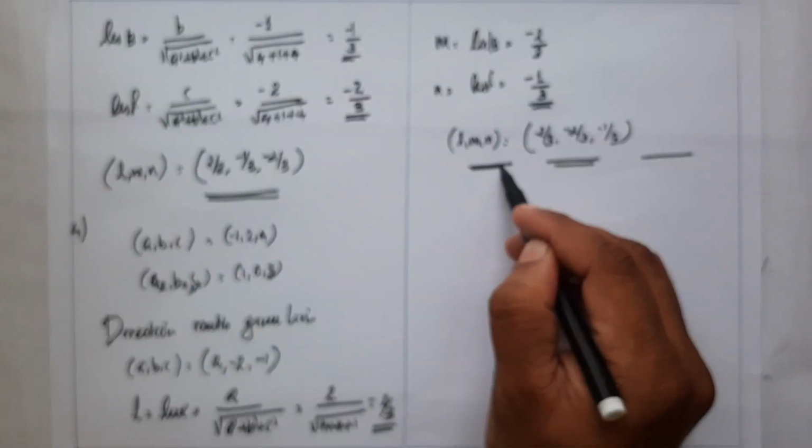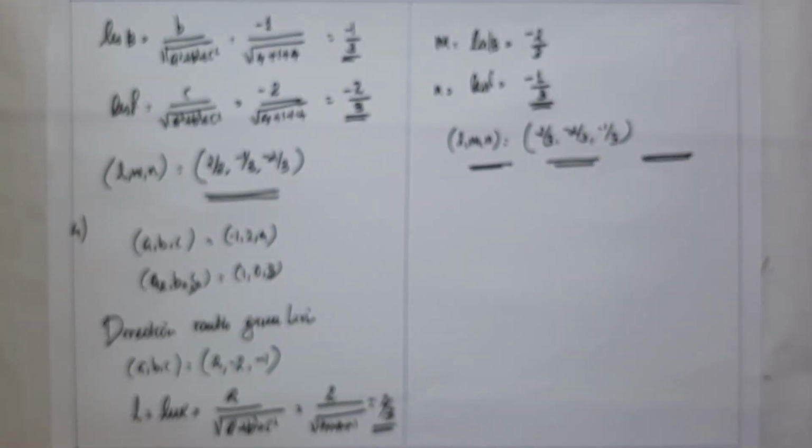Okay, a line passes through two fixed points. First of all, we find the direction ratio of that line using the formula a2 minus a1, b2 minus b1 and c2 minus c1, the coordinate differences. Then find the direction cosines using the formula cos alpha equals a by root of a square plus b square plus c square, cos beta equals b by root of a square plus b square plus c square, and cos gamma equals c by root of a square plus b square plus c square.